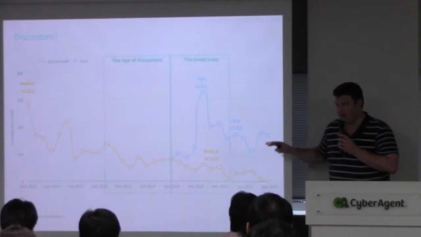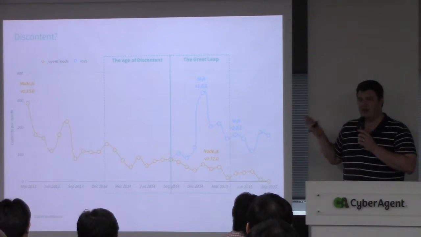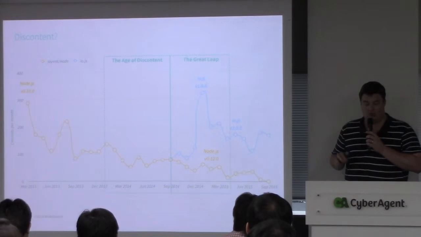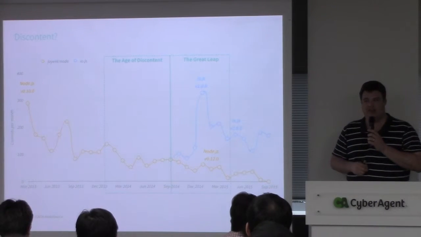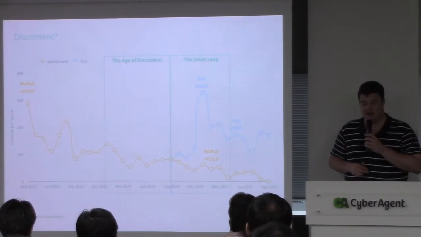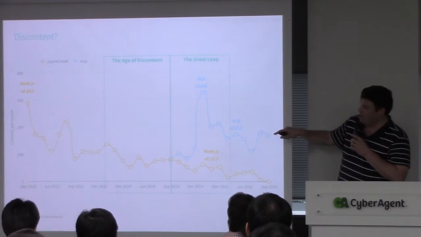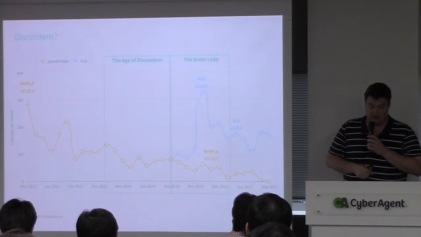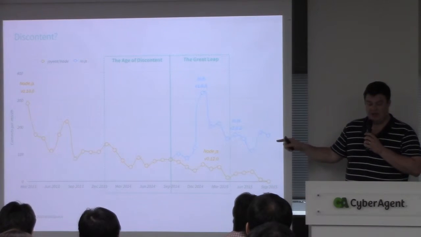This is one of the measures that we can look at for the health of Node Core. It's not necessarily the best measure, and it's certainly not the only measure. But it's a good proxy for the kind of activity and the reason behind the discontent in Node Core. It's the number of commits that were made to the core repository every month.